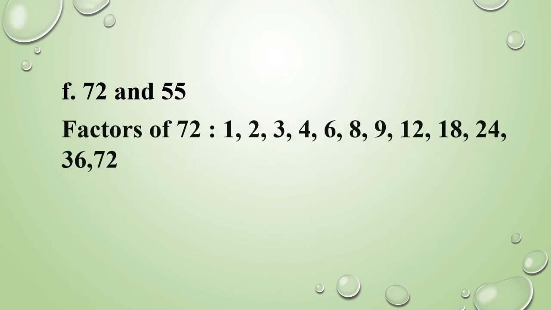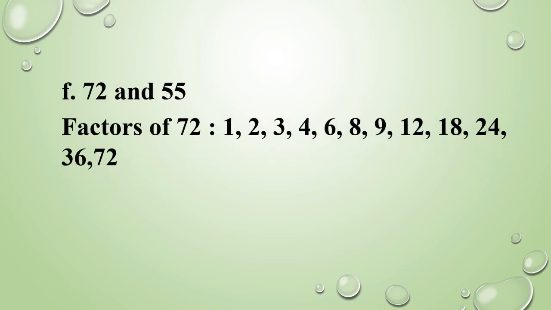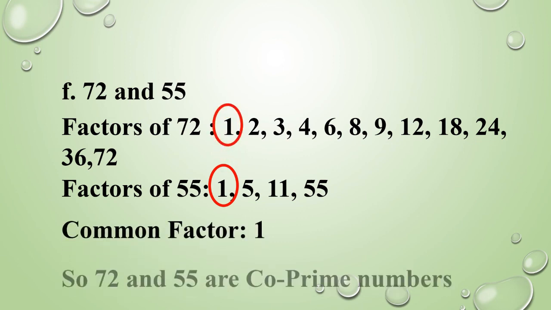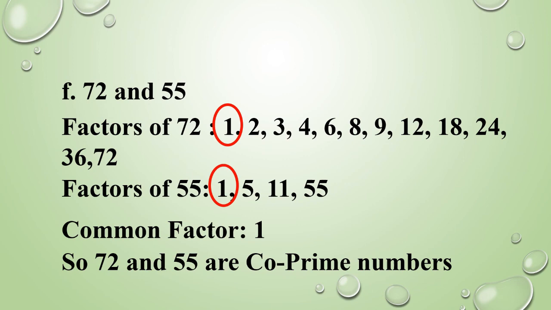Let's do its F part. F part is 72 and 55. First, I will find out the factors of 72. Factors of 72 are 1, 2, 3, 4, 6, 8, 9, 12, 18, 24, 36 and 72. And factors of 55 are 1, 5, 11 and 55. What is the common factor in them? Just 1. So we will say that 72 and 55 are co-prime numbers.